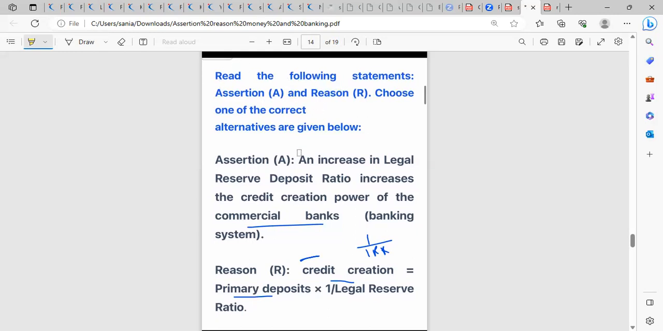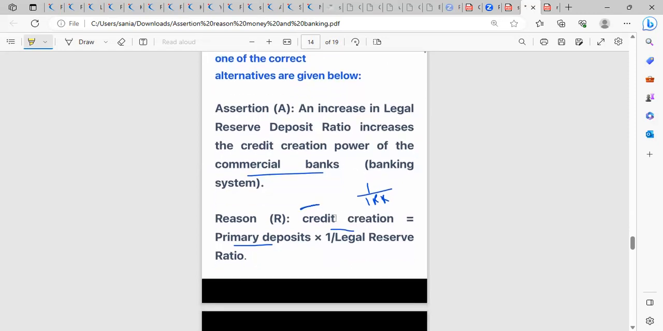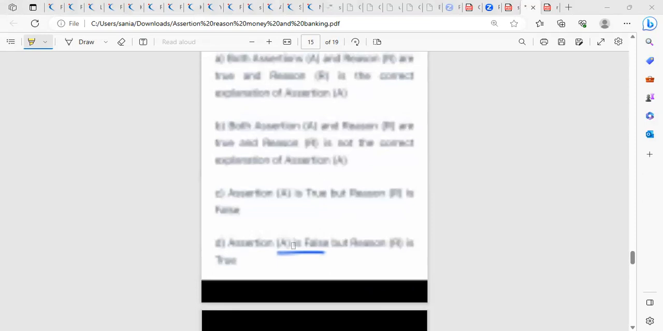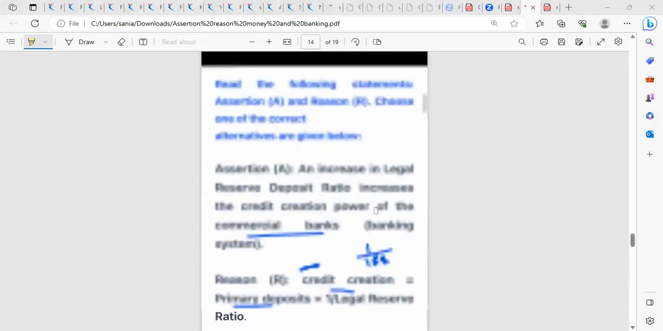Now this: an increase in the legal reserve ratio, which is LRR, increases the credit creation power of the commercial banks in the banking system. And this is the formula: credit creation equals primary deposit, which is the initial deposit, multiplied by 1 upon LRR. What do you think? Ma'am, option A. Okay, let's see option A. The answer is D. D means that A is false. Listen to it very carefully.